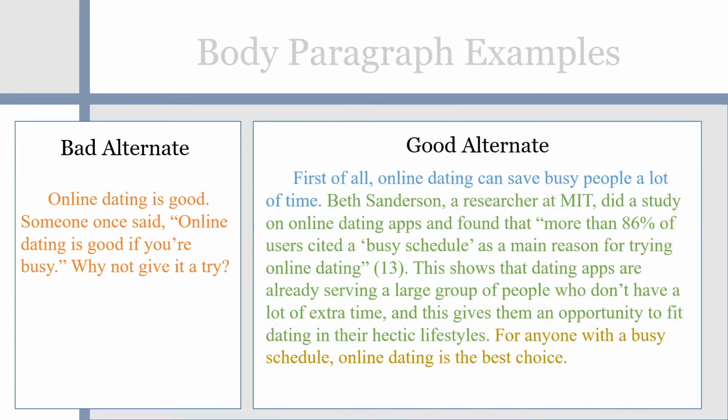And here's all the good alternatives squished into one complete paragraph. First of all, online dating can save busy people a lot of time. Beth Sanderson, a researcher at MIT, did a study on online dating apps and found that more than 86% of users cited a busy schedule as a main reason for trying online dating. This shows that dating apps are already serving a large group of people who don't have a lot of extra time, and this gives them an opportunity to fit dating in their hectic lifestyles. For anyone with a busy schedule, online dating is the best choice.